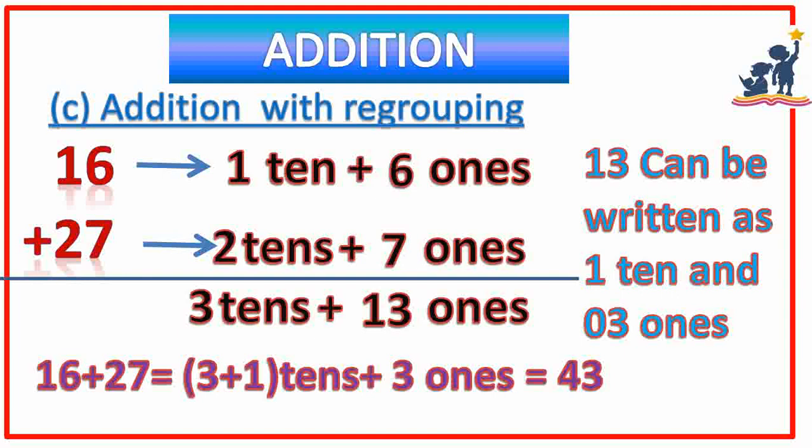So, the total of 1 ten plus 2 tens is 3 tens. And the total of 6 plus 7 ones is 13 ones. So, 13 can be written as 1 ten and 3 ones. The solution becomes 16 plus 27 is equal to 3 plus 1 tens, that is 4 tens, plus 3 ones is equal to 43.